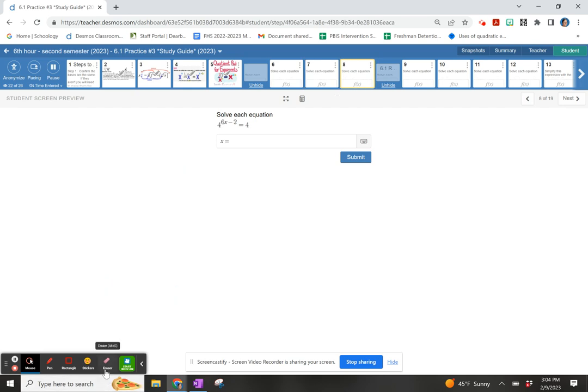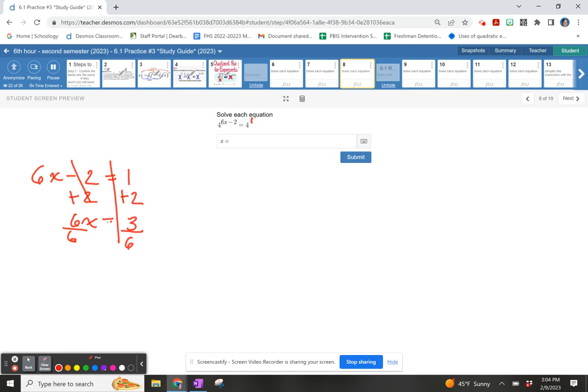Slide number 8, be mindful. Anything that doesn't have an exponent written has an exponent of 1. So we can do 6x minus 2 equals 1. So now this is just a two-step. The calculator will always simplify a fraction for you. So 3 over 6 is really 1 over 2.